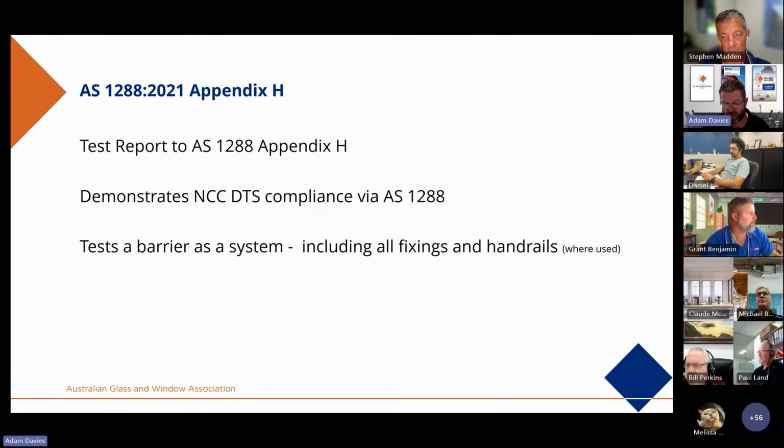Historically, there were cases where the glass was being designed and you could have a lovely engineered piece of glass, but then it could be put into substandard fixings, be they spigots, standoffs, or other such ones, that just are not designed to carry the load. So to address this and be more specific to a barrier as a system, Appendix H was developed.